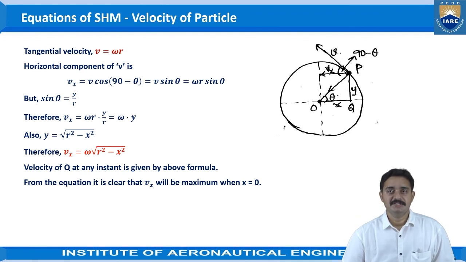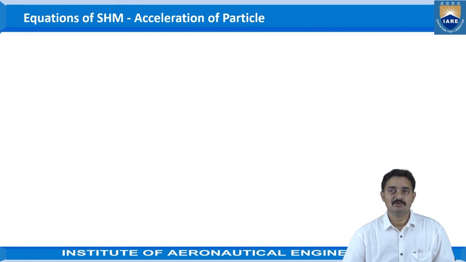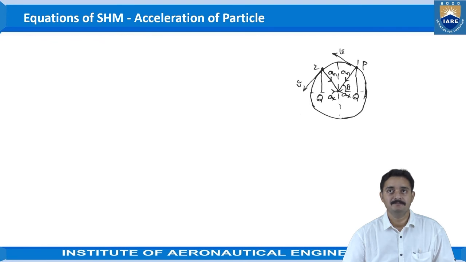From the equation, it is clear that Vx will be maximum when x is equal to 0. So we can write Vx max is equal to omega into r.